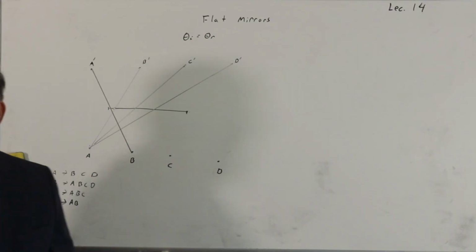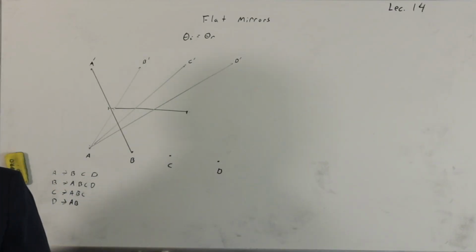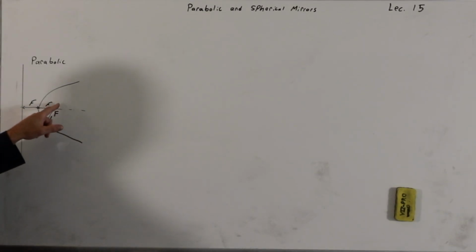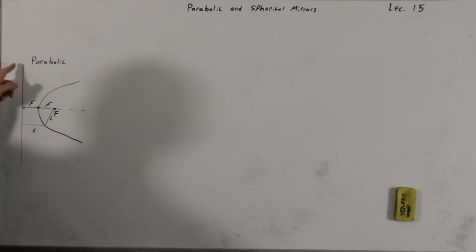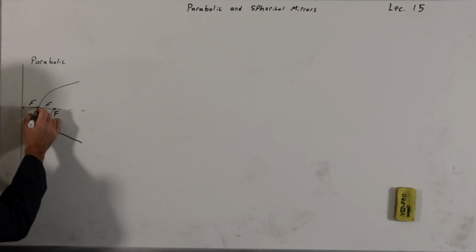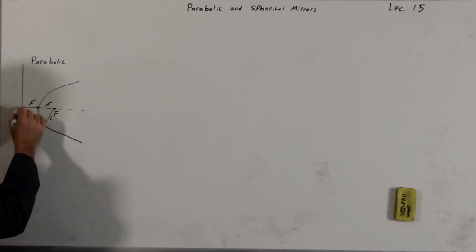And next we'll consider parabolic mirrors and spherical mirrors. You are probably familiar with parabolas from algebra, and you probably remember that one of the geometrical qualities of a parabola is that there's a special point called the focus and a special line called the directrix. The distance from the vertex of the parabola to the focus is the same as the distance of the vertex from the directrix.